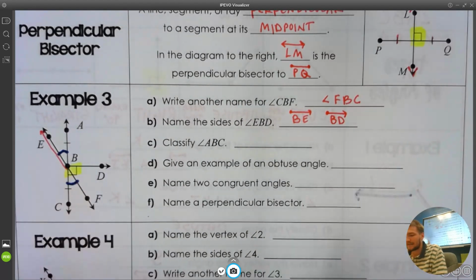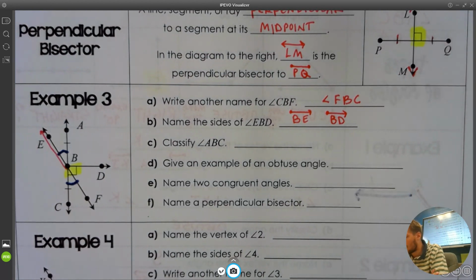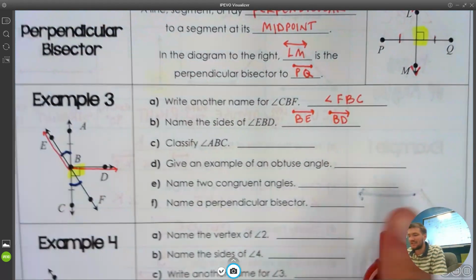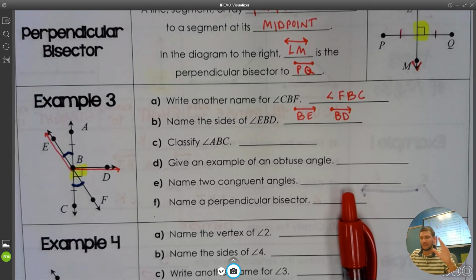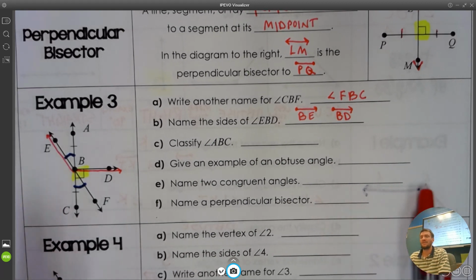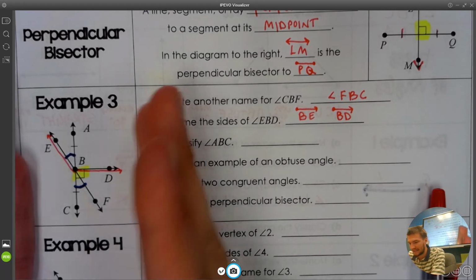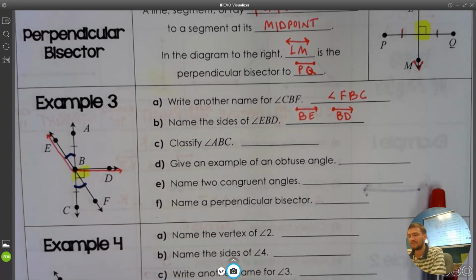So what can happen, we just saw it happen, is we literally just get angle overload. There are just so many angles on here, so many rays, that it just happens. We say the wrong letter. So when you're doing these examples, just really slow down. Really double check the letters that you're using. We'll get them.